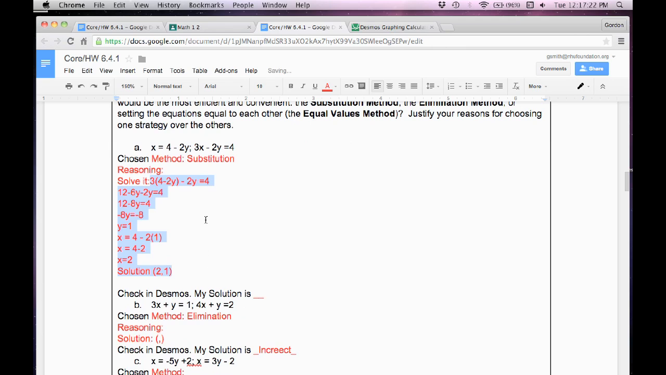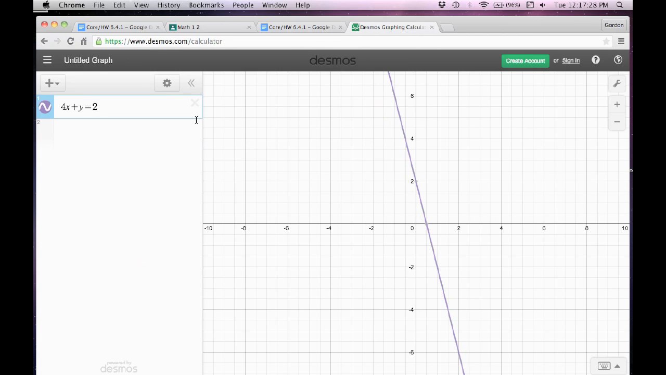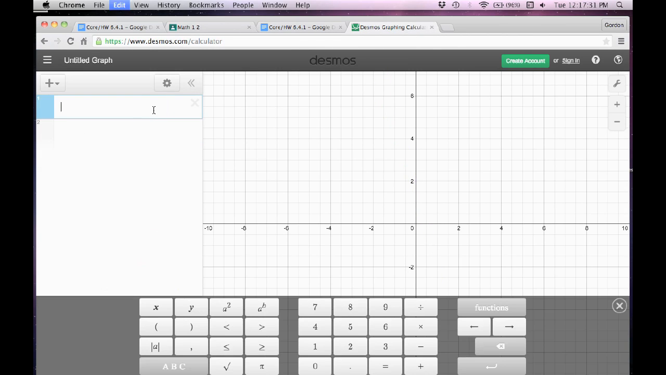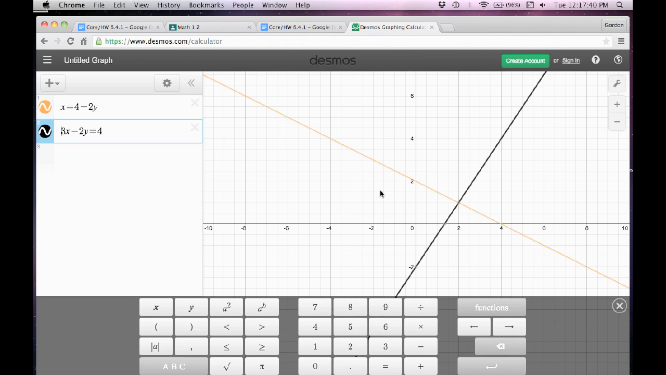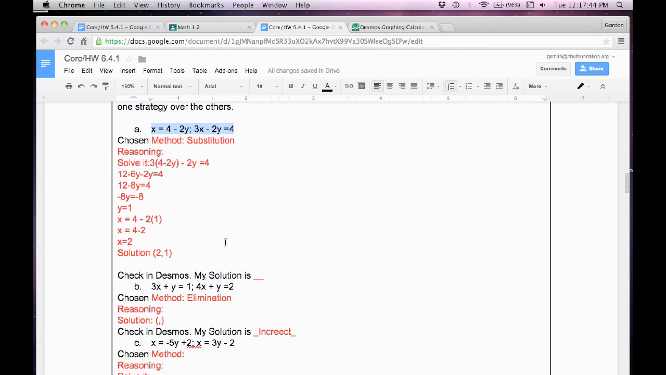And I'll check it in Desmos. We expect to get 2, 1 when we put this into Desmos. So let's see what actually happens in Desmos. And we get 2, 1. We got it right. Oh yeah. My solution is, in tribute to Daniel and Vincent from second period, fire! That is my solution for A.